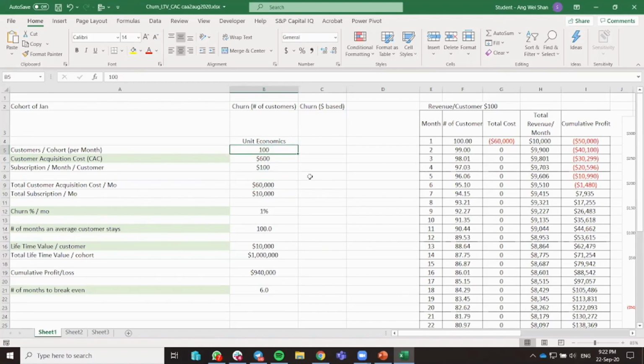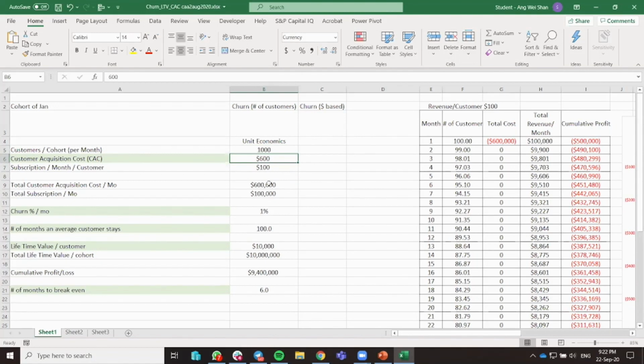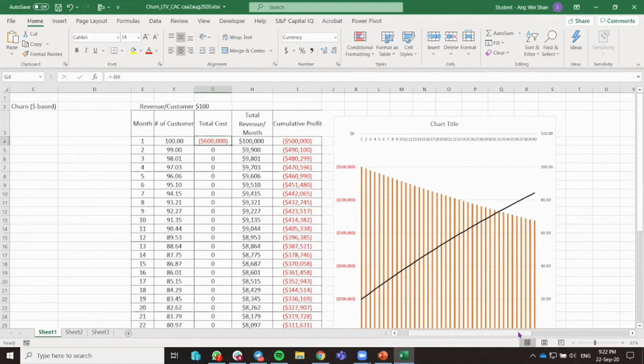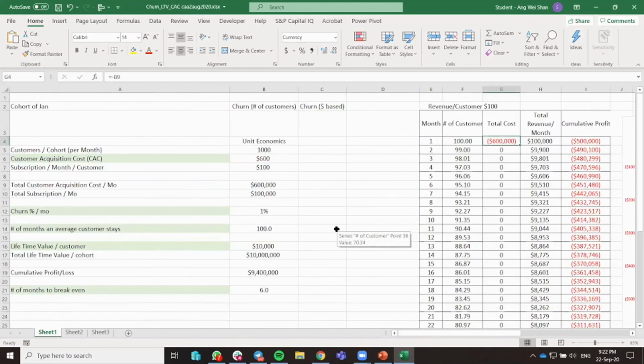Let me give an example. If I 10x my spending and I bring in more customers, so instead of 100 customers, I bring 1,000 customers, can you see that I'll be making a huge loss at the start of $600,000? So if you are the CEO, how many of you will spend as much as you can, or spend conservatively?